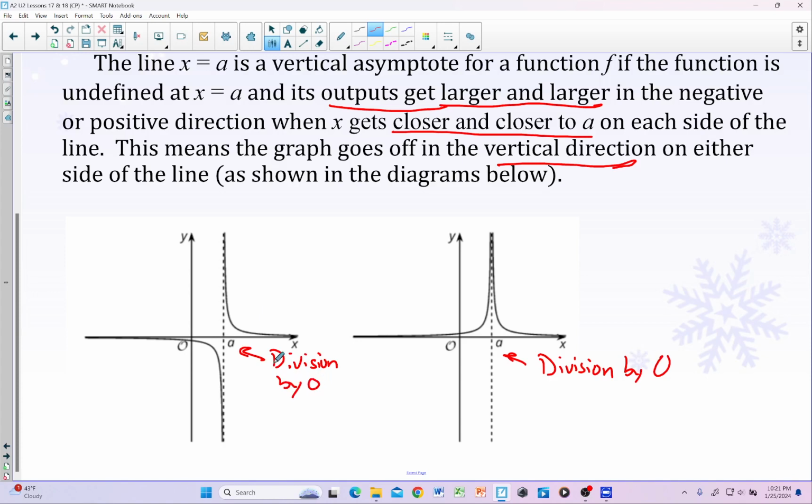So that dotted line represents the location where, in the function, something gets divided by 0. Because we know that's the one limitation of division: you can't divide by 0. Everything else is good though. That is what's creating these asymptotes.